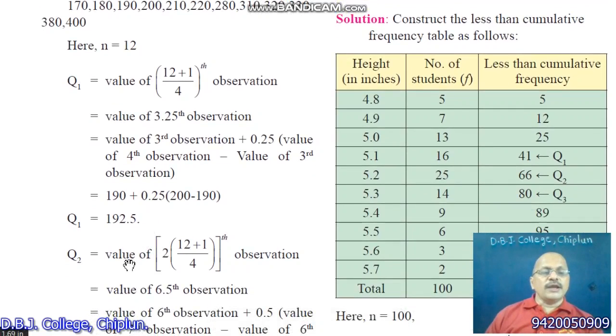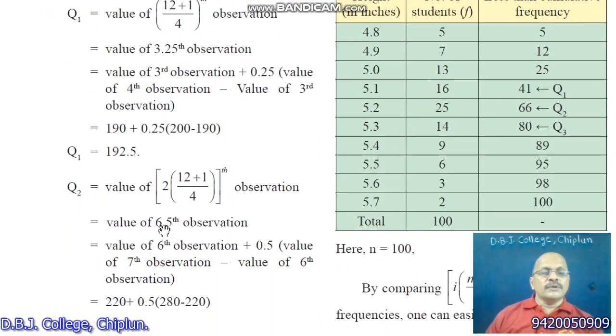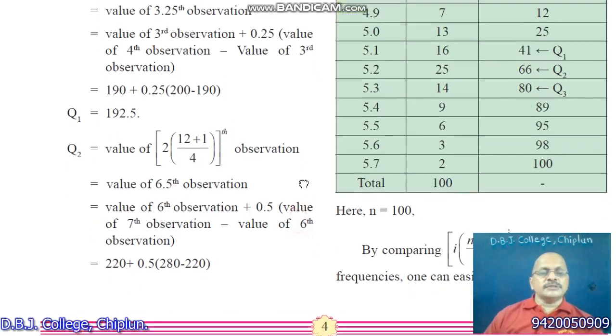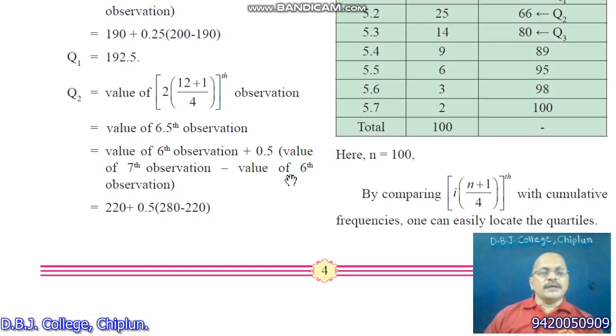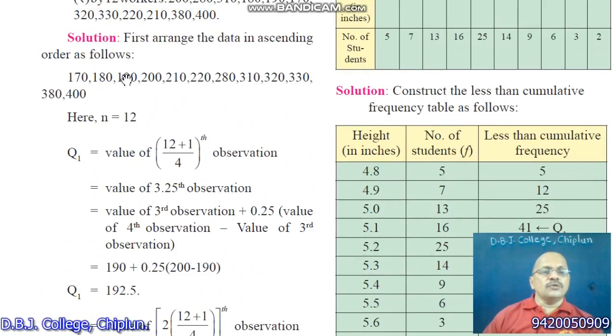Q2 is the value of 2 into (n plus 1) by 4th observation. Similarly, the value of the 6.5th observation: the 6th observation plus 0.5 times the value of the 7th minus the 6th. Counting 1, 2, 3, 4, 5, 6, 220 is the 6th observation.